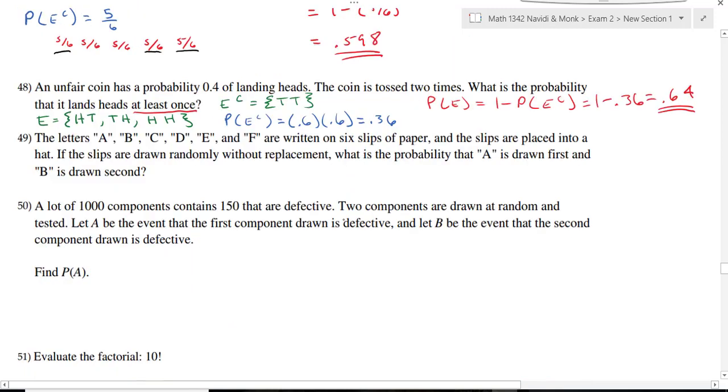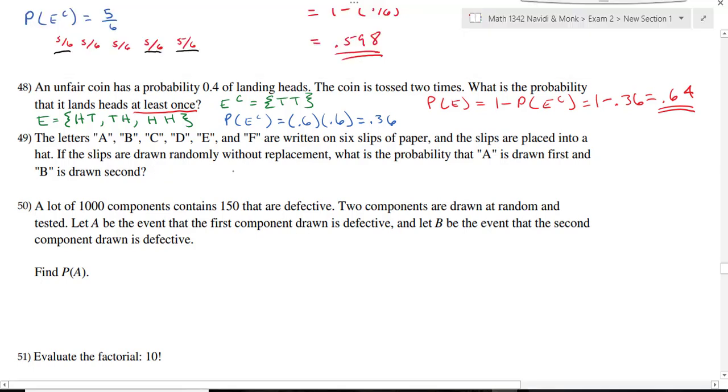Number 49. The letters A, B, C, D, E, and F are written on 6 slips of paper, and the slips are placed into a hat. If the slips are drawn randomly without replacement, what is the probability that A is drawn first and B is drawn second? Let's use the counting principle to help us out here.